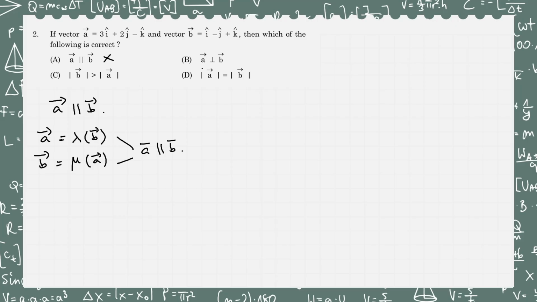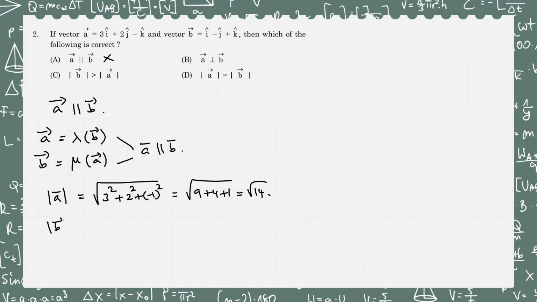Yeah. And let us go to, I'll do option B later. And option C and option D both are involving lengths of the vectors. So let's quickly do the lengths. So length of A will be square root of 3 square plus 2 square plus negative 1 square, which is square root of 9 plus 4 plus 1, which is root over 14.